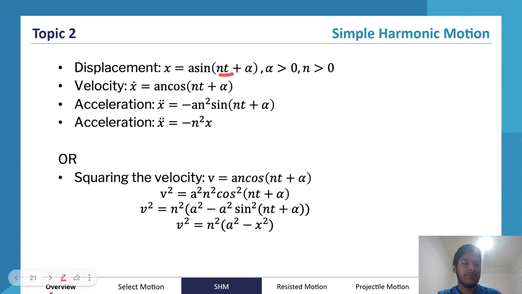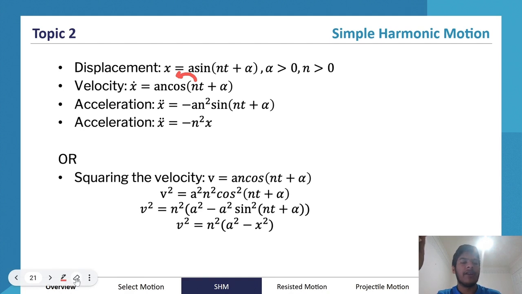So that's our velocity. From there, we can go ahead and take the time derivative again, and that gives us our acceleration. Remember, dx dt, second derivative, d squared x dt squared, that's going to be our acceleration. So if we take the time derivative of that, we can bring the n out the front, because the derivative of nt plus alpha is still n, still linearly dependent, and so by chain rule, we end up with minus a n squared, and the derivative of cos is sine, so sine nt plus alpha, and so that's our acceleration expression.